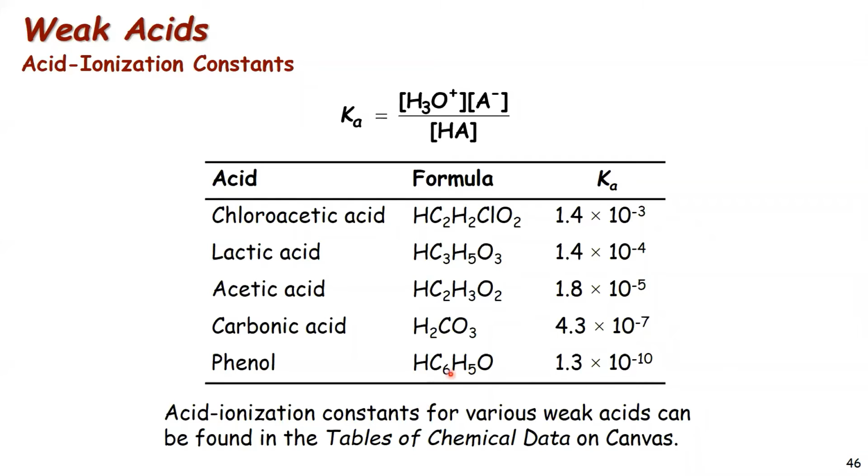But again, how do we know that this alcohol is actually acting as an acid? You just look up in the tables of chemical data, and if it has a Ka value, it must be acting as an acid.